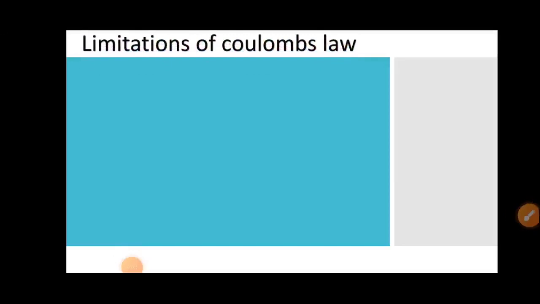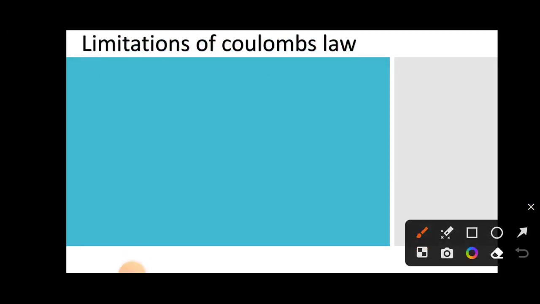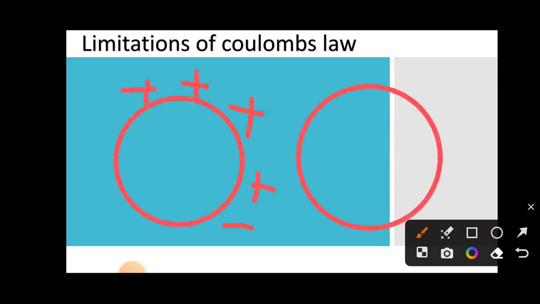Let's understand the limitations of Coulomb's law. Coulomb's law has some limitations. If we take two bodies and they have some charges around them, we cannot apply Coulomb's law, because when two big charged bodies are close, we cannot apply it. So it is valid only for point charges.